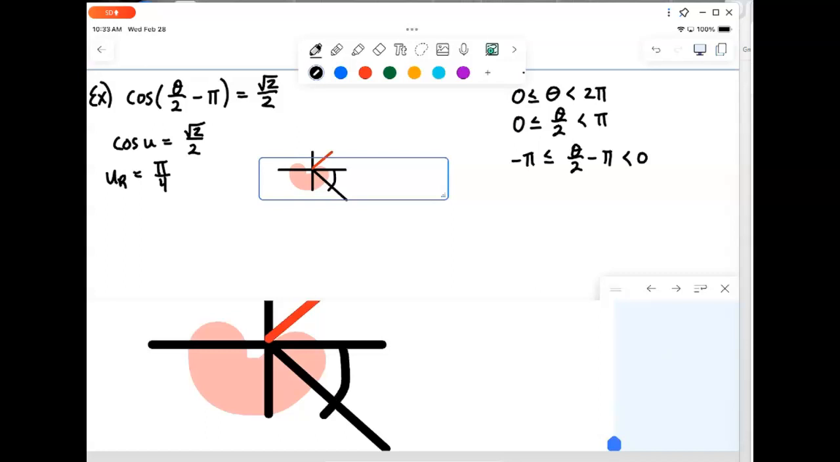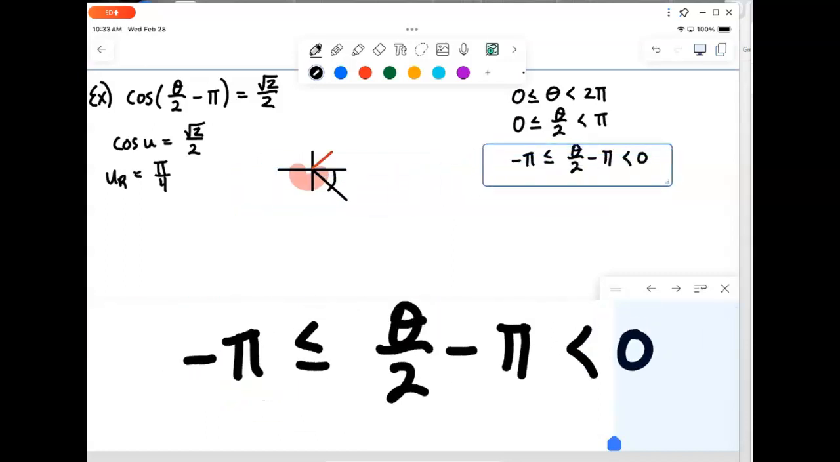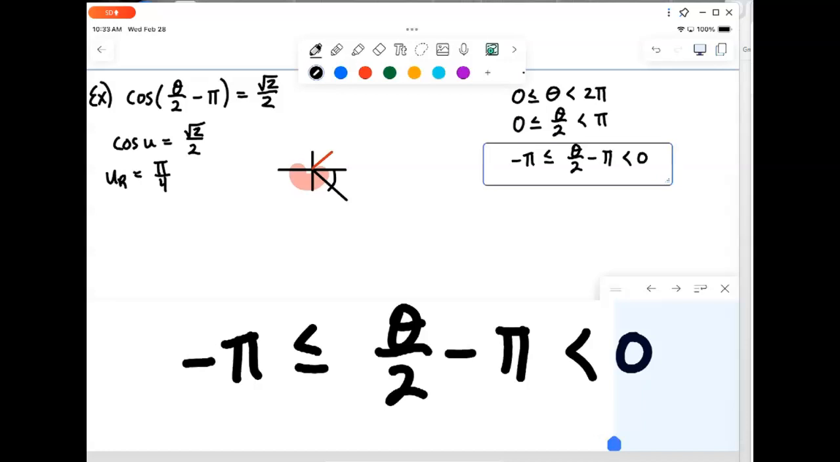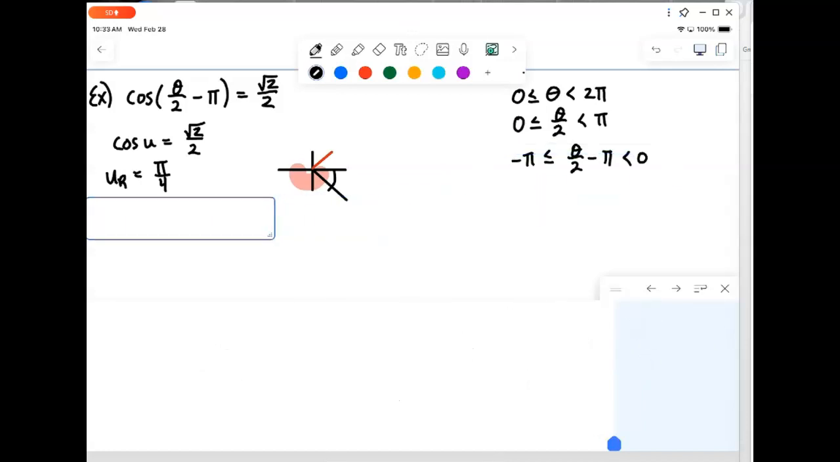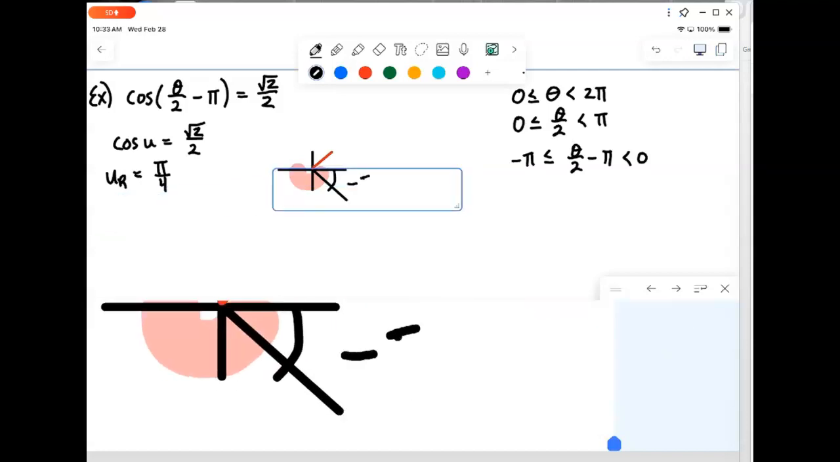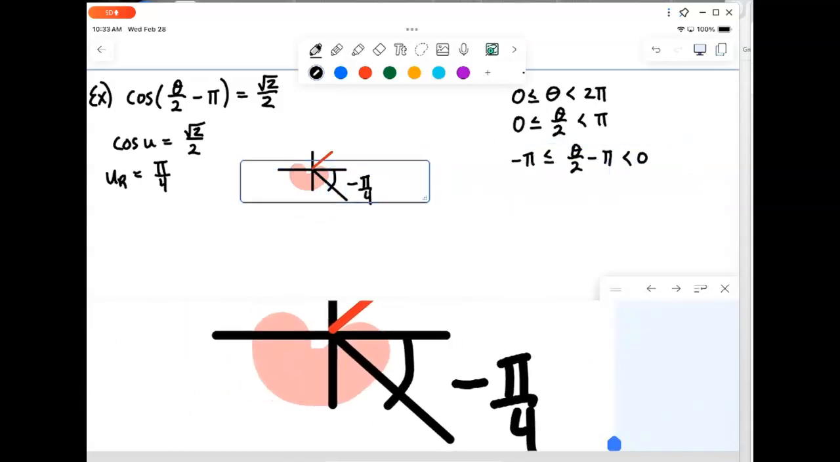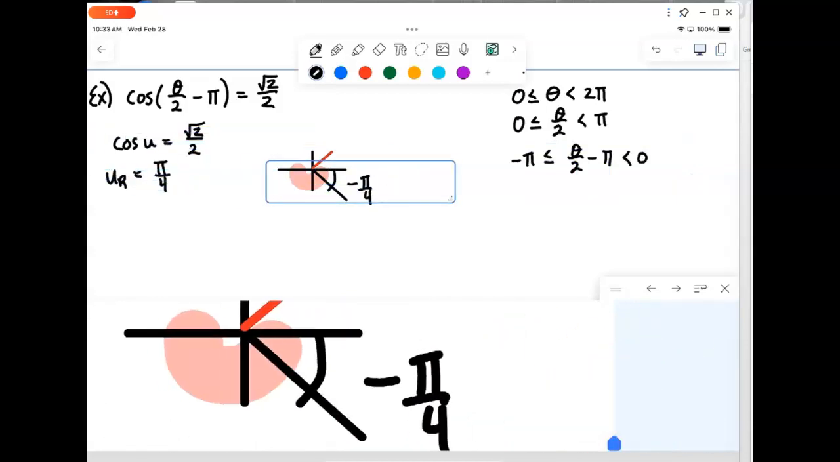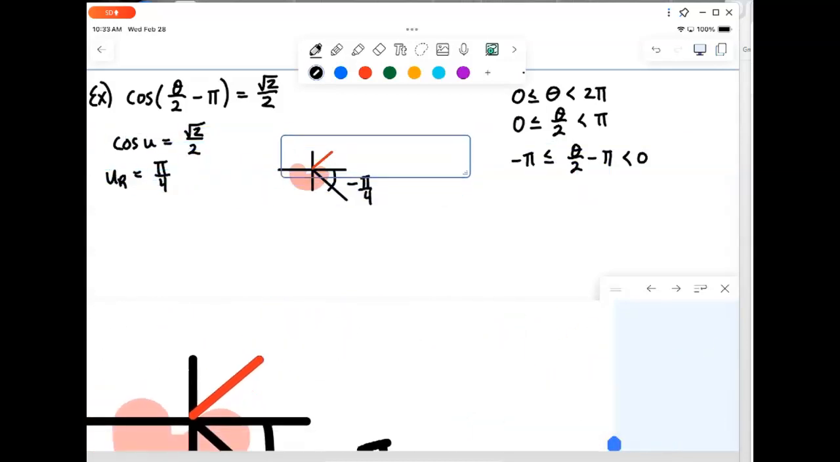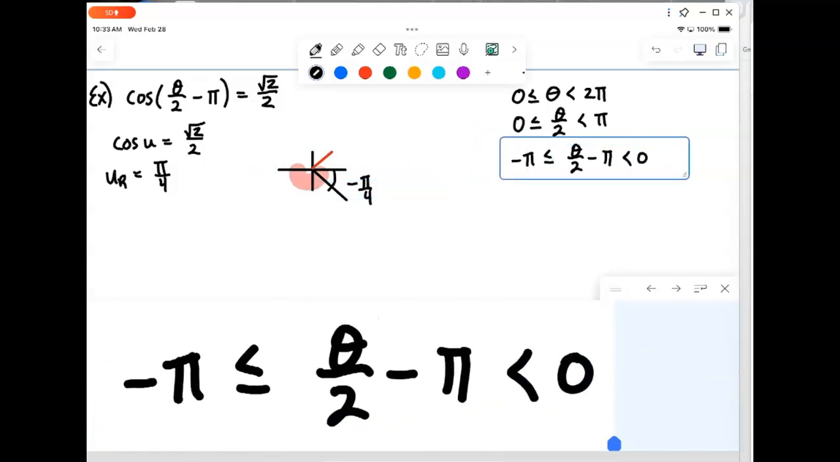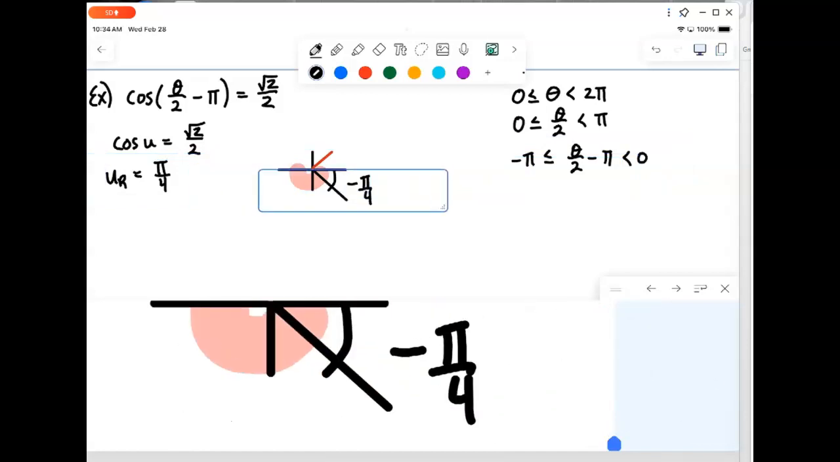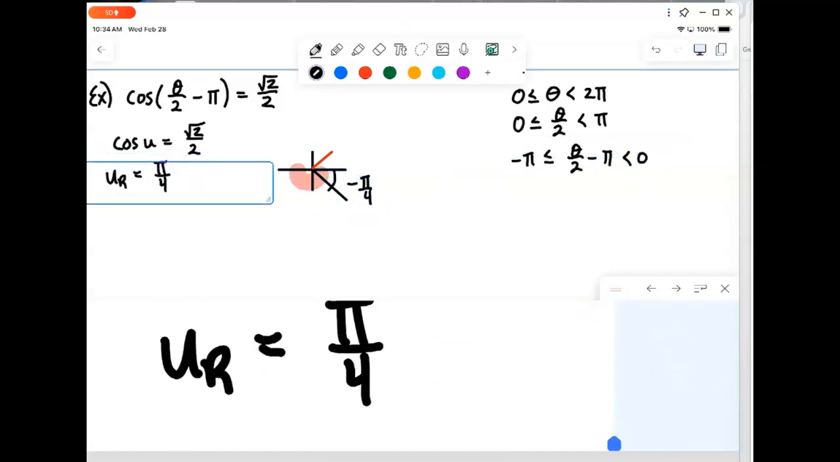So we throw in our reference angle, and if we're putting it in the fourth quadrant, so it's between 0 and negative pi, we would have to use just the one value, which is negative pi over 4. So that's the only answer, because third quadrant cosine is negative, and so that's unacceptable. Of course, first quadrant's out because that's not in our restricted range now. So we have just the one answer, negative pi over 4, for u.